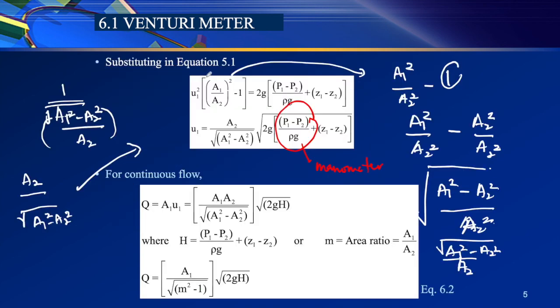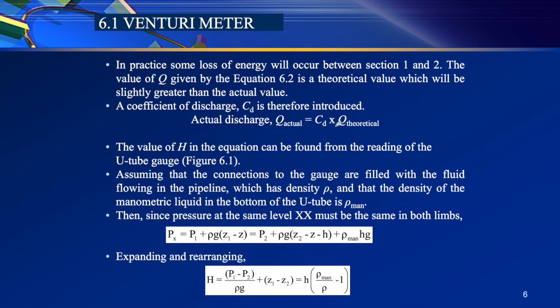Whatever calculation you do here, you will get the theoretical value, because in theory you will get that kind of discharge rate or velocity or whatever value. But in actual, you have to multiply it with the CD value in order to get the actual discharge. For example, you calculate Q equals U1A1 for theoretical. Then if you want to calculate the actual value, you have to multiply your Q theoretical with the CD value. Then you will get the actual.